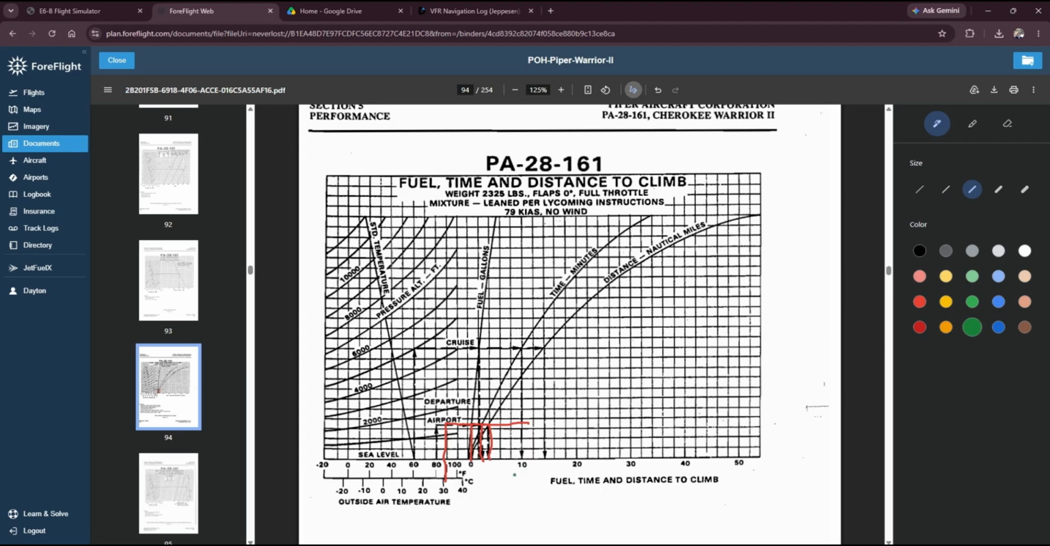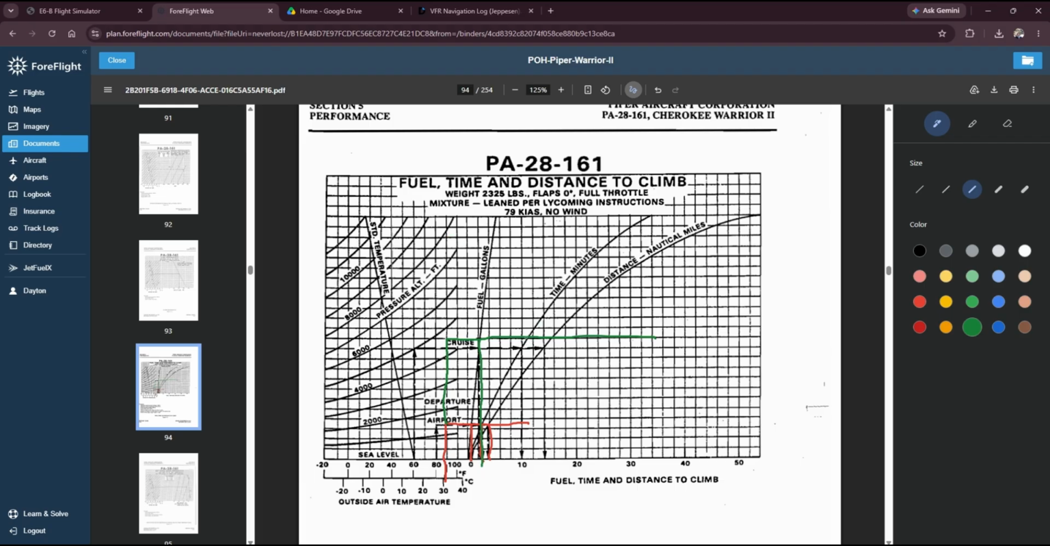So we're going to change the color here. Now we're going to go to the same place we were, but we're going to climb up to 4,500. So right around there is the 4,500 mark. Draw your line over and just draw it straight through. And then from there, you can see we want to take our fuel of what it's going to take us to climb, right there. And then we want our time, right?